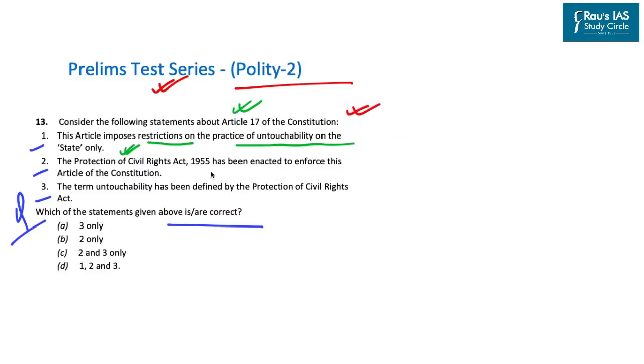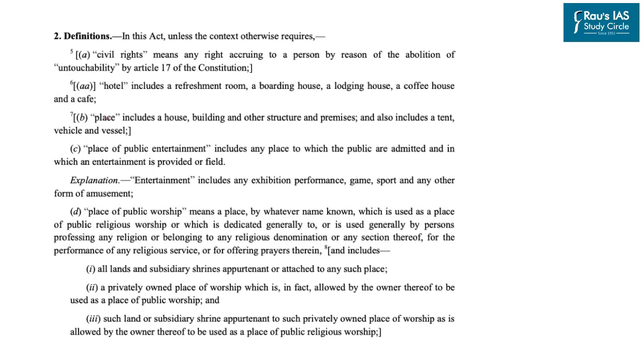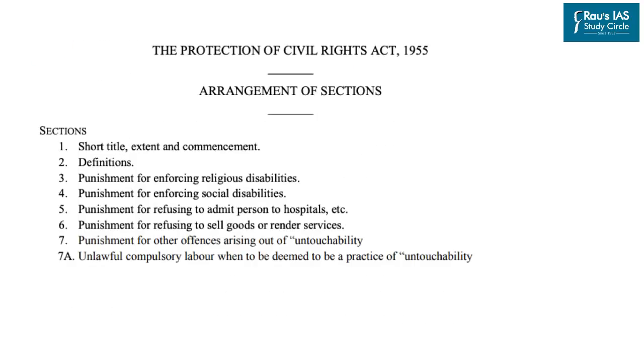Second, the Protection of Civil Rights Act has been enacted to enforce this article of the Constitution. Yes, this is correct. And third, the term untouchability has been defined by the Protection of Civil Rights Act. Now, if we go through the definitions provided under the Act, we find that civil right has been defined, which says that civil right means any right accruing to a person by reason of the abolition of untouchability by Article 17 of the Constitution. It does not define untouchability, but rather this act provides for punishment for any activity of untouchability.